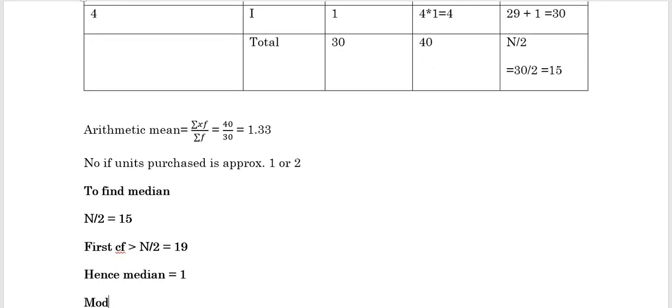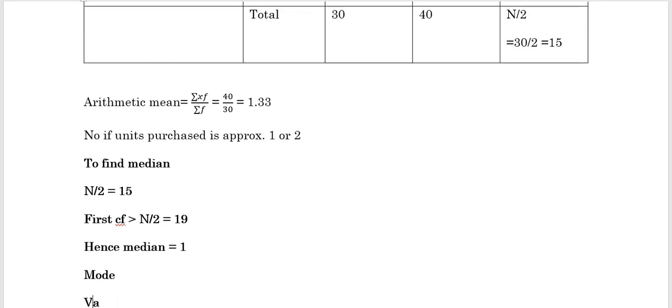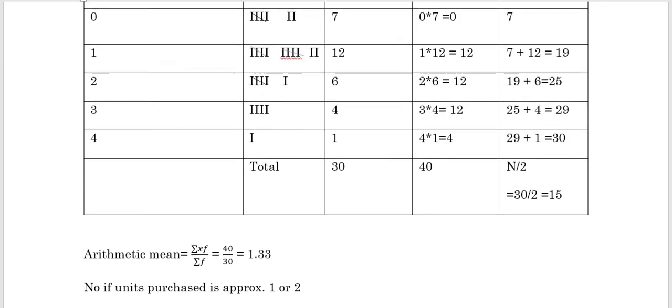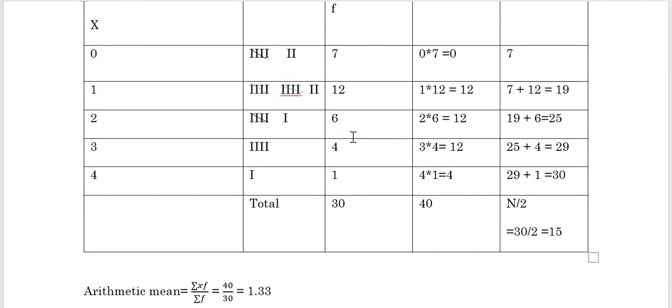And lastly, we'll see how to compute the mode. The mode is just the variable value corresponding to the maximum frequency, provided we have a regular frequency distribution and the maximum and second maximum frequencies are quite far apart. Among these frequencies, we can see that 12 is the maximum frequency. Hence, we go with the corresponding variable value 1.